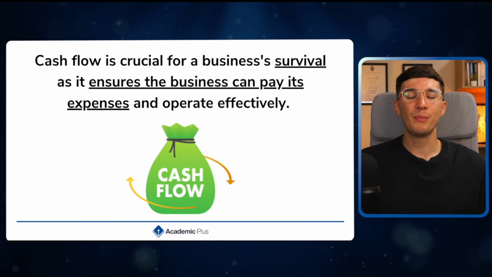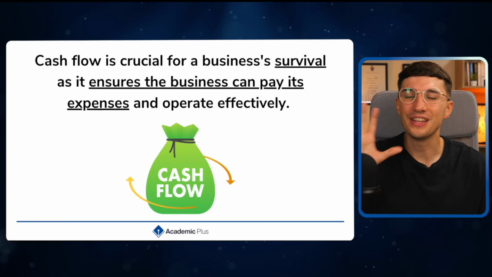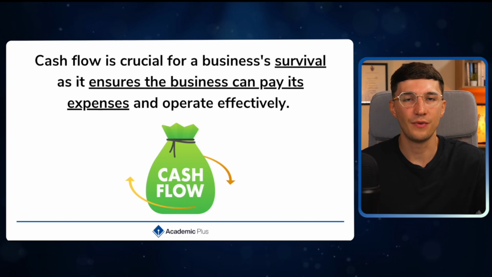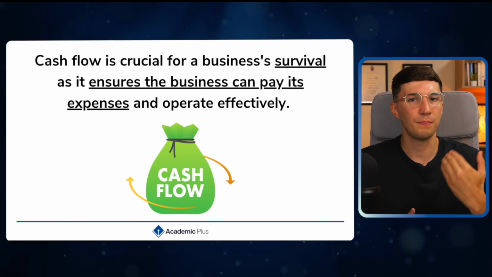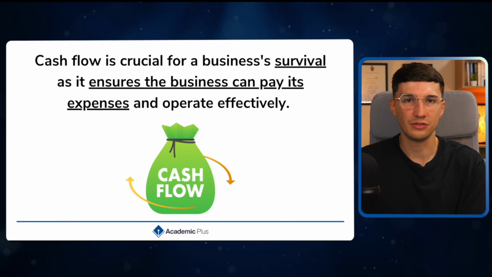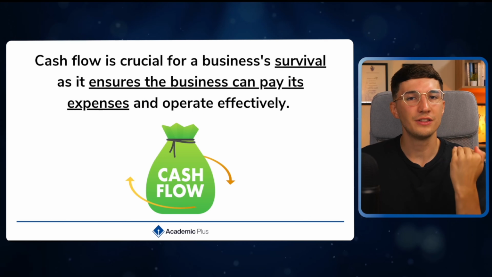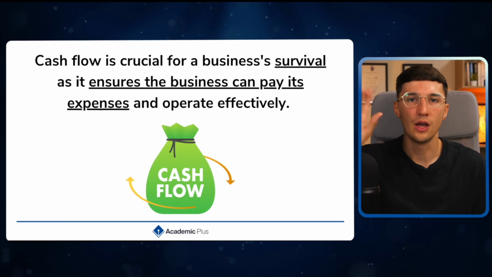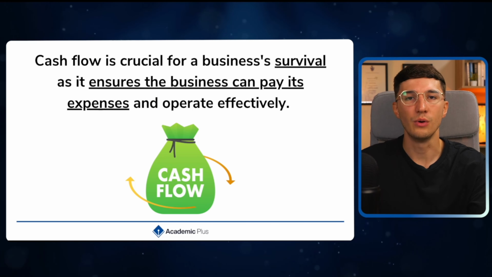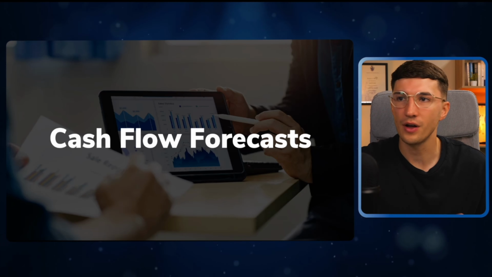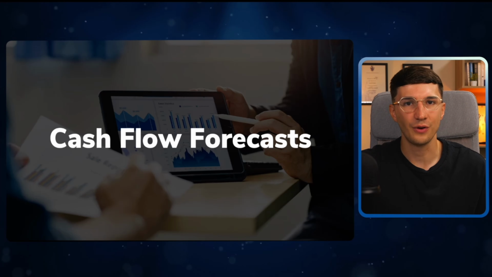And you've heard this statement before, cash is king or queen, because it is crucial for a business's survival. We need cash in order to pay our expenses, such as our suppliers on time, our employees on time, and so much more. So in order for a business to survive and operate effectively, we need to have a healthy cash flow. And to help ensure we have a healthy cash flow, we have these things called cash flow forecasts.